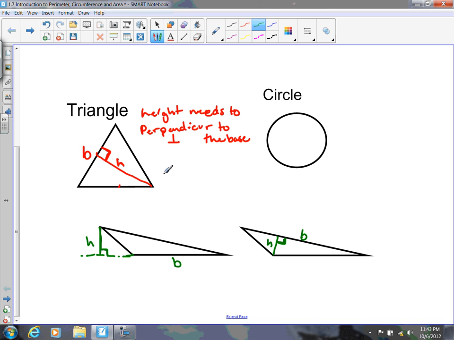Now my perimeter, there's no real formula for that. You just have to add up all the sides. But the formula for the area of a triangle is 1/2 the base times the height. Circumference of a circle is 2 pi r, and the area of a circle is pi r squared, where r is my radius.